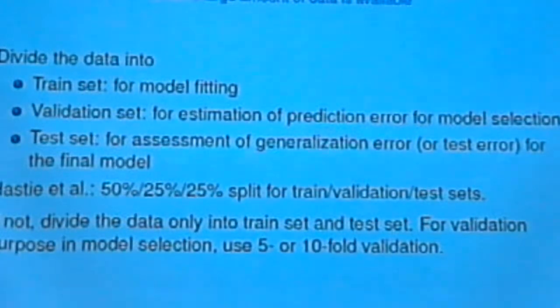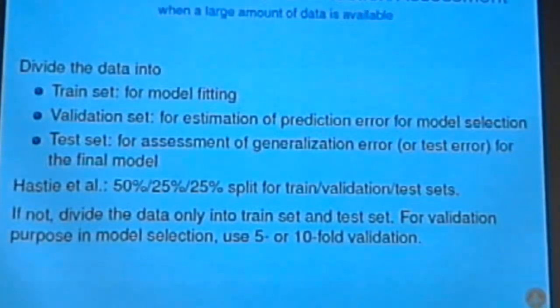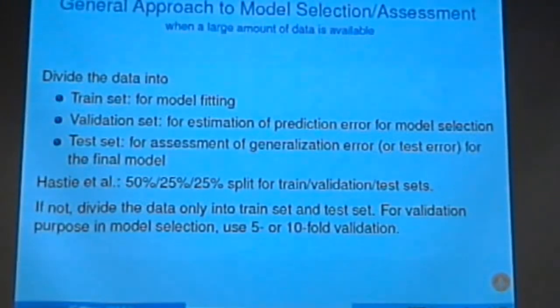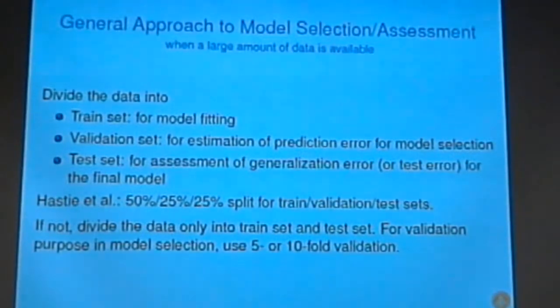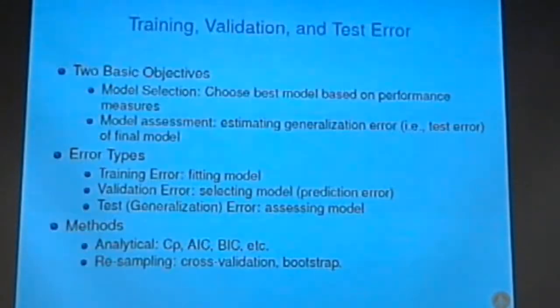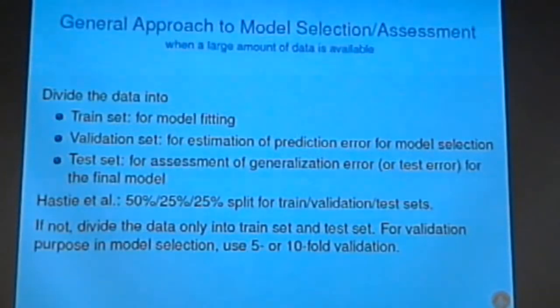The general approach to model selection and assessment is that when you have a large data set, ideally you would split the data into three sets. I actually mentioned this already, so let me formally introduce this part. Split the data into a train set for model fitting. So basically, this is the part for fitting the model, with training error. We try to fit a good model, and at the same time, evaluate this training error.